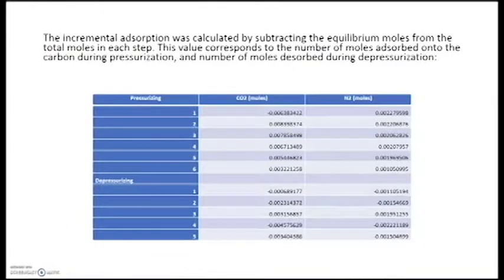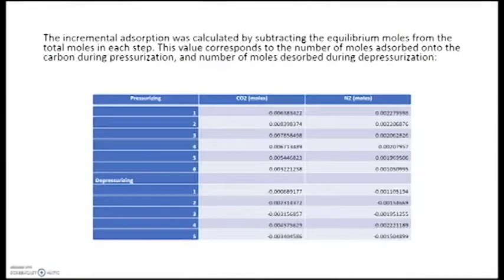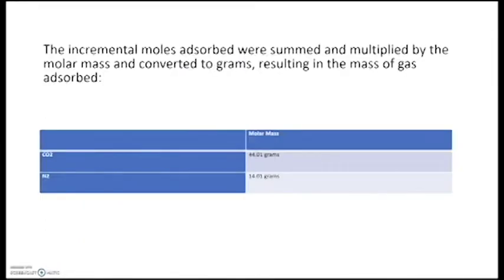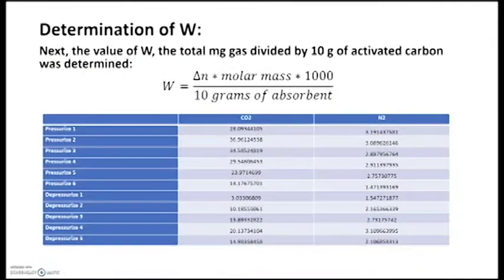The incremental adsorption was calculated by subtracting the equilibrium moles from the total moles in each step. This value corresponds to the number of moles adsorbed onto the carbon during pressurization, and number of moles desorbed during depressurization. The incremental moles adsorbed were summed and multiplied by the molar mass and converted to grams, resulting in the mass of gas adsorbed. Next, the value of W needed to be determined, which was the total milligrams of gas divided by 10 grams of activated carbon.